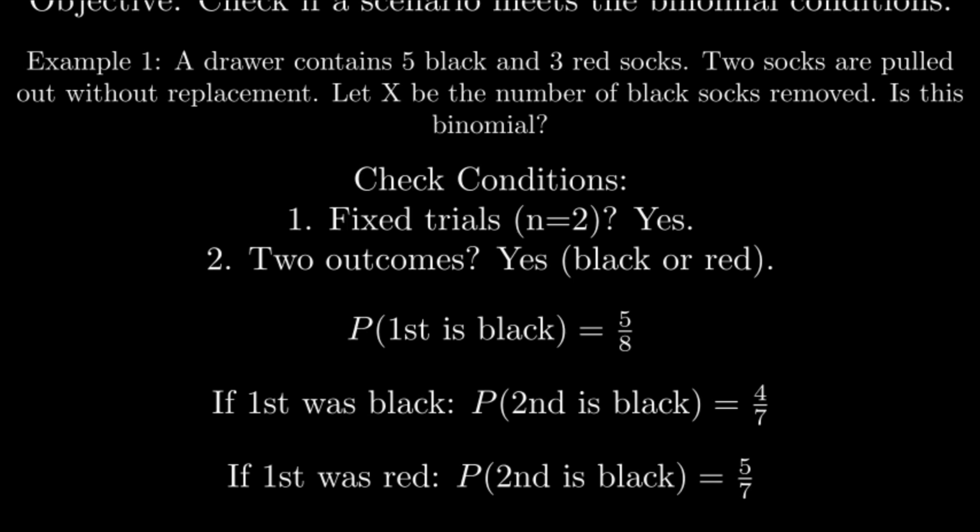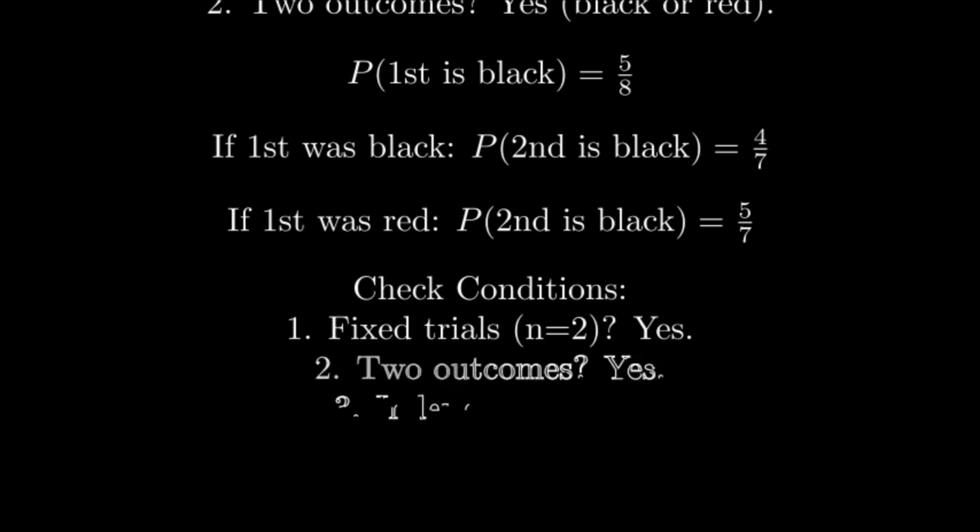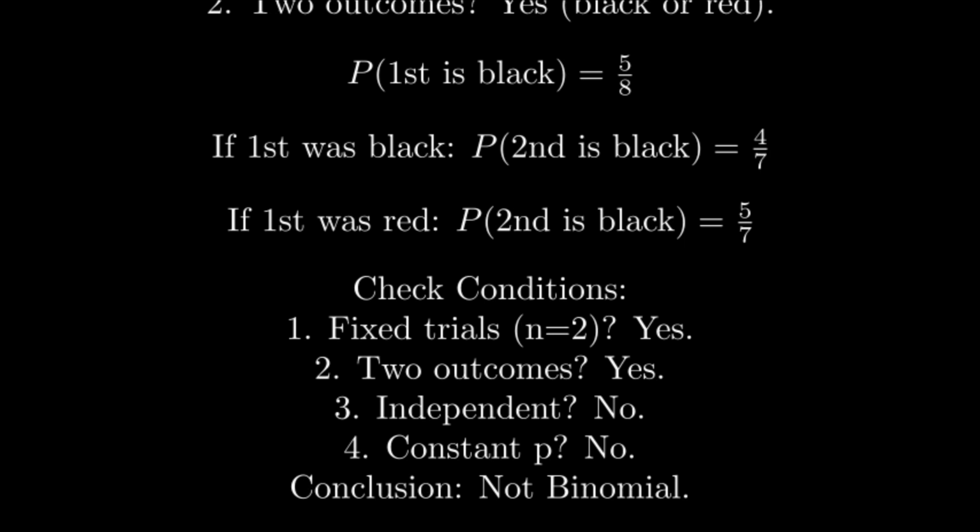Notice the problem here. The probability of success on the second trial is not constant. It changes based on the first trial. This also means the trials are not independent. So, conditions 3 and 4 fail. Since not all conditions are met, this scenario cannot be modeled by a binomial distribution. This is a classic example of sampling without replacement. The correct model here is actually called the hypergeometric distribution, but we won't be covering that today.